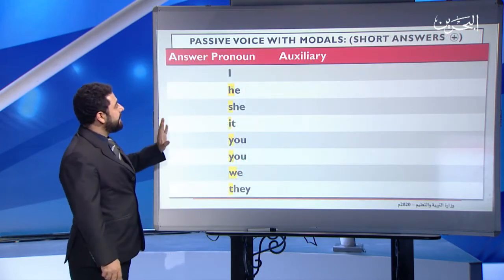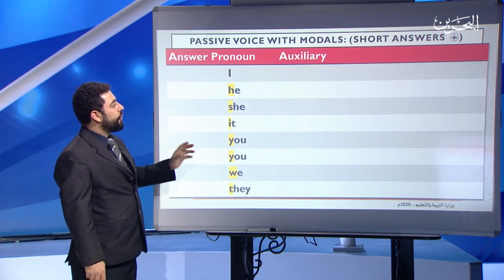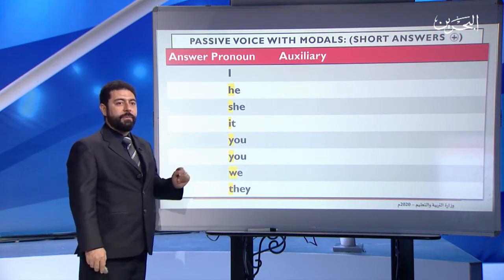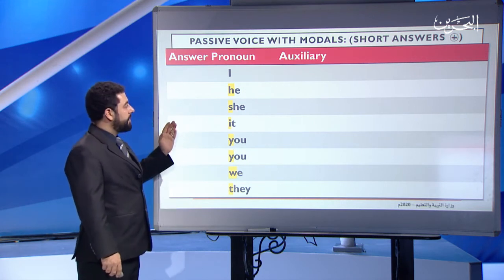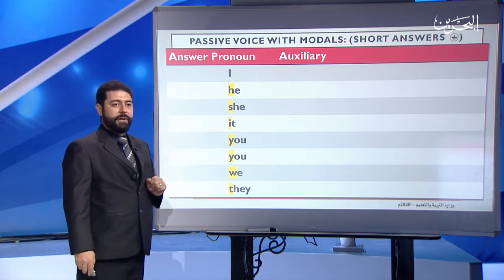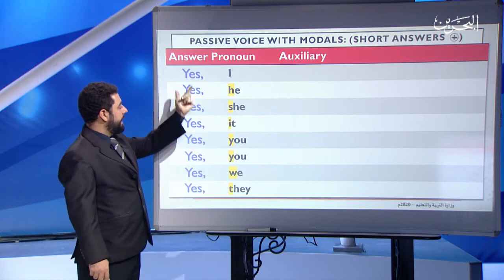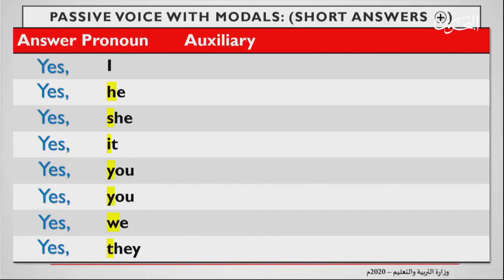All right. Passive voice with modals, short answers. Okay, short positive answers. The positive word, as we know it, is yes. So you say yes, plus a comma, plus the pronoun, and then the auxiliaries. Okay, the auxiliaries, that are the modals. You say, yes, I am supposed to be. Okay, for I, say am. For we, say yes, we are supposed to be. Or it, yes, it is supposed to be.